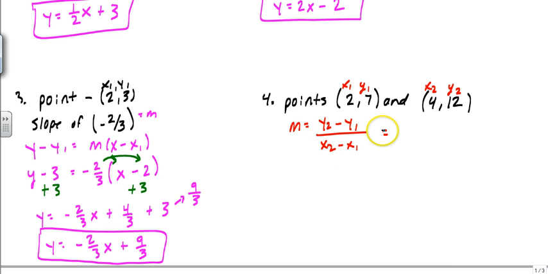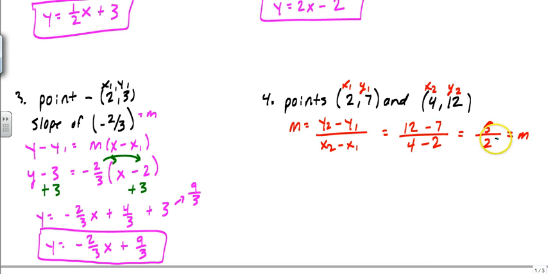And I'm just going to plug these numbers in. So y sub 2 is 12, y sub 1 is 7, so 12 minus 7 over x sub 2 is 4, x sub 1 is 2, so 4 minus 2. So my slope is 12 minus 7 is 5 over 4 minus 2, which is 2. So my slope is 5/2.